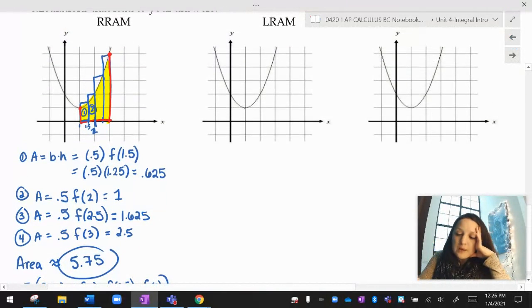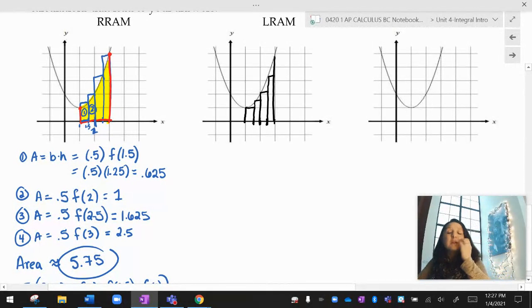So if I want to use LRAM now on the interval from 1 to 3, I'm still going to break it up into my subintervals, but now I'm going to use the left endpoint when I draw my rectangle. So this one's going to be an underestimate. All of my widths are 0.5, and my heights start at 1, so I use a height at 1, then I use a height at 1.5, then I use a height at 2, then I use a height at 2.5, and I never use 3 because I'm using LRAM.